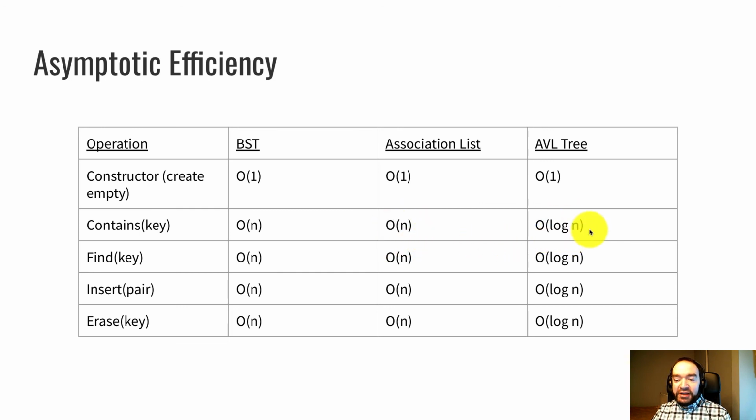So AVL tree based map handily outperforms the binary search tree or the association list. All of these operations, searching, inserting, and erasing, are only big O of log n time, which is super fast. It's close to constant time, not quite, but close. So these self-balancing trees, such as AVL trees, are a clear winner over plain binary search trees or association lists. There's really no reason not to use them if you have access to an AVL tree. AVL tree is the way to go for a map.